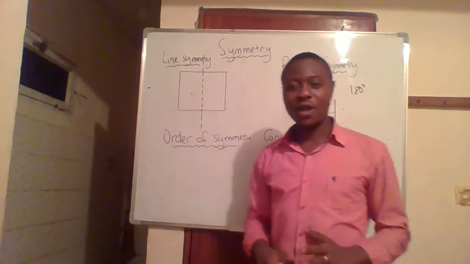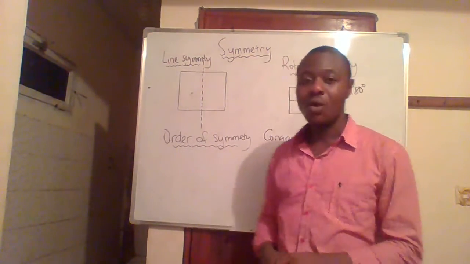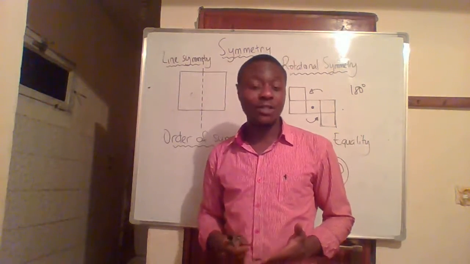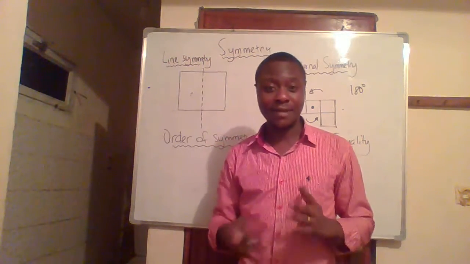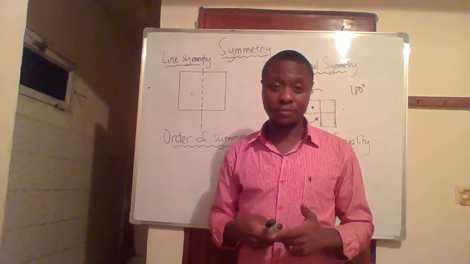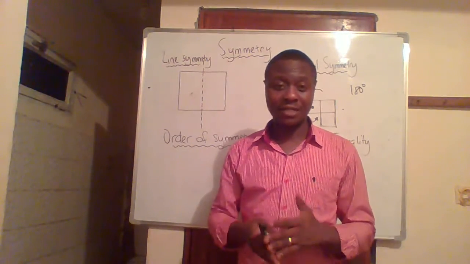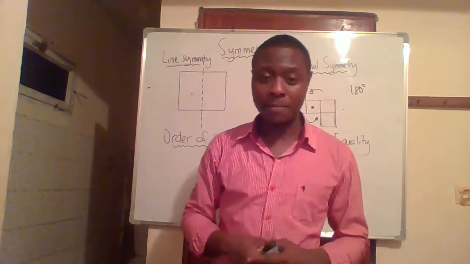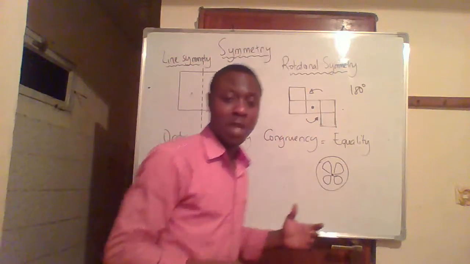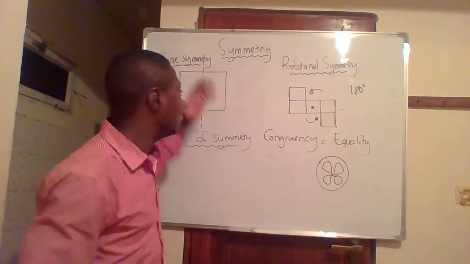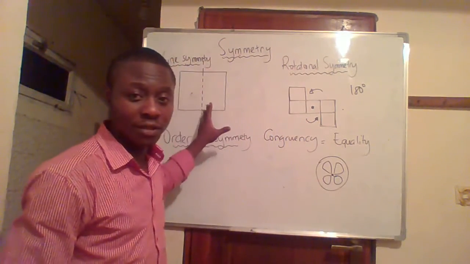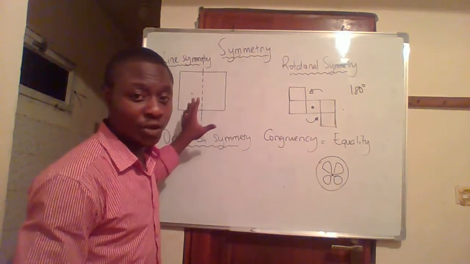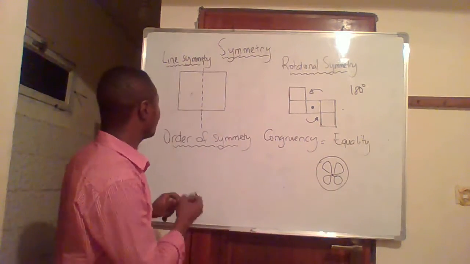Great. Now we're going to discuss the order of symmetry. What is the order of symmetry? The order of symmetry determines how many times a shape can be divided and you still have symmetry, or how many lines of symmetry you have in this shape. Like this one, the order of symmetry is just one.